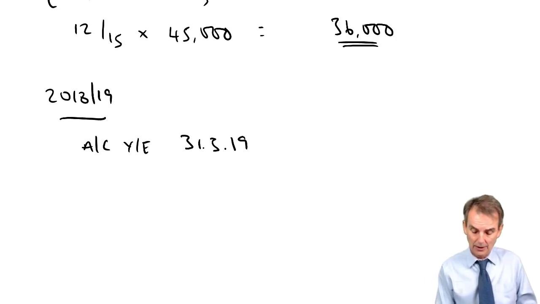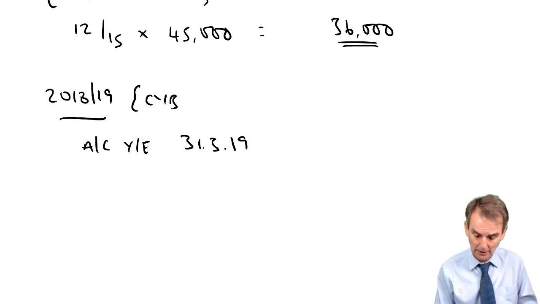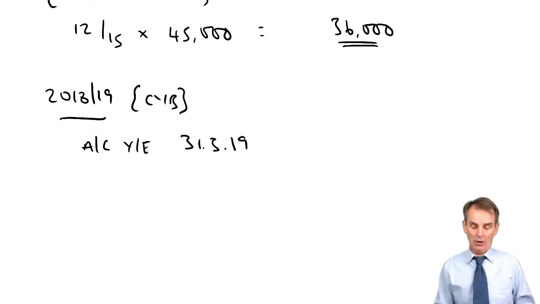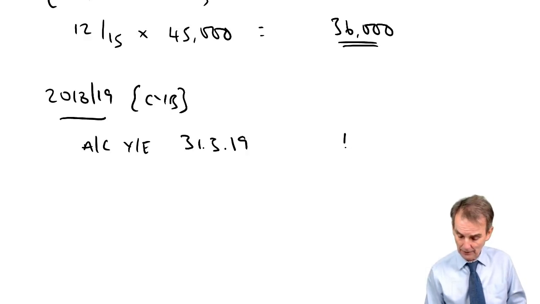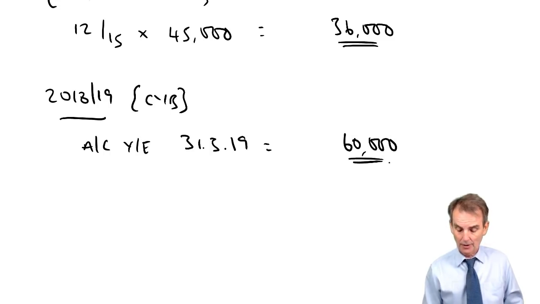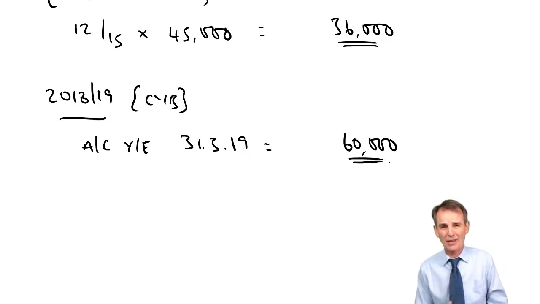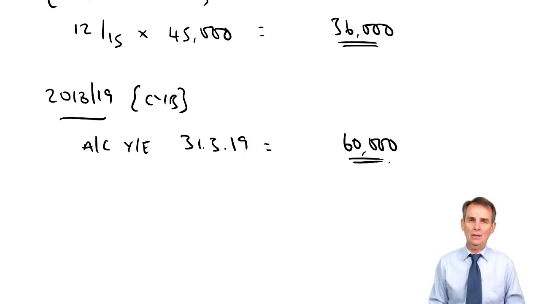So 2018-19 current year basis is available. It's the accounting year ended the 31st of March 19. What was that profit? It equaled £60,000, and we're off and running on CYB. And as we said, we'll now stay on current year basis until we reach the final tax year of assessment.